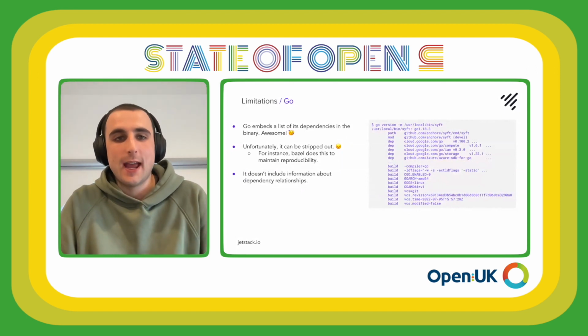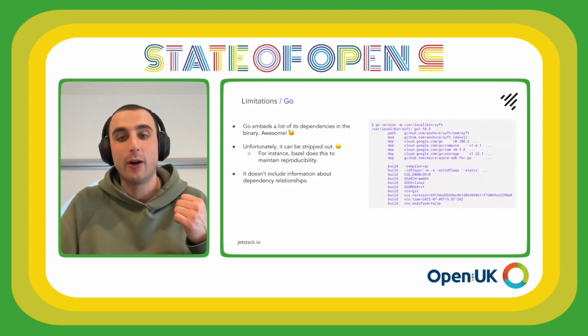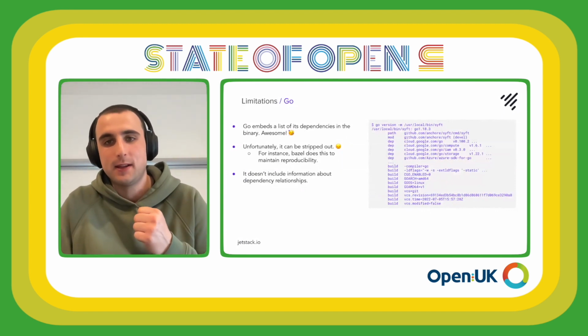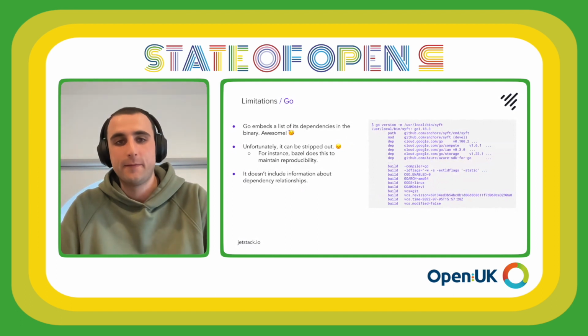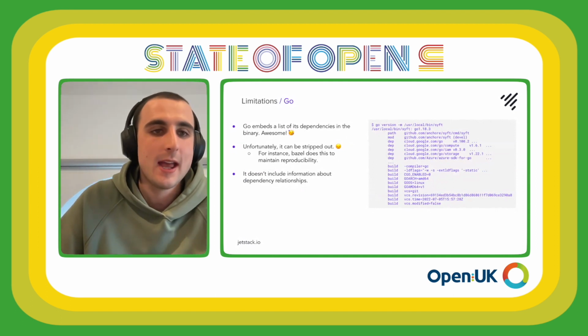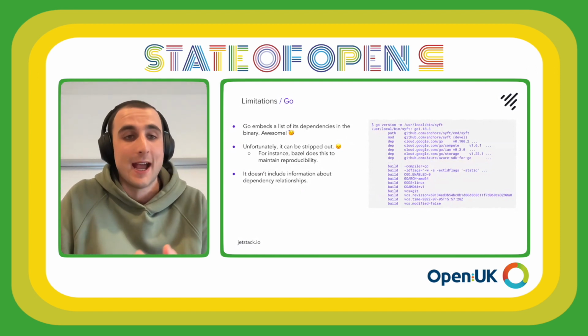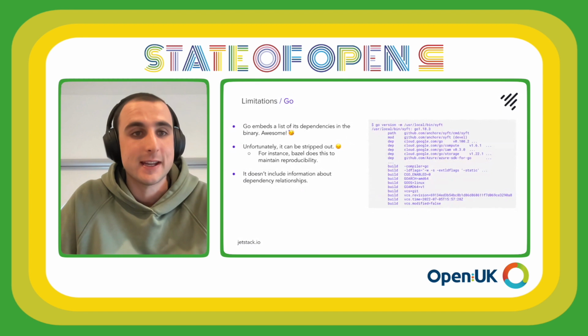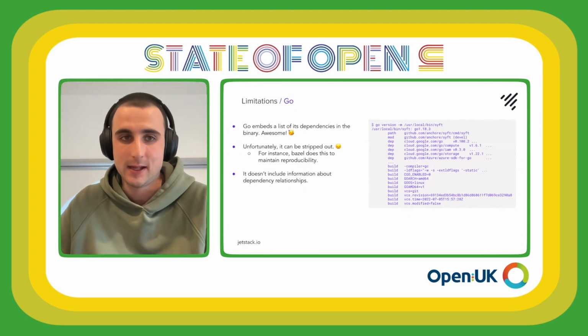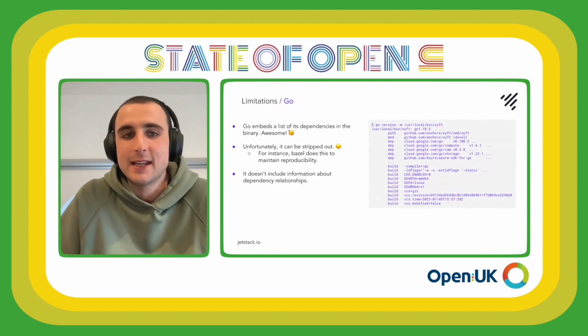Another limitation is along the lines of something I discussed earlier, with being able to pull out the dependencies listed within a binary for the case of Golang. Golang is a programming language, and it's a great programming language. It's my primary programming language, and it has this epic functionality where if you build something, it actually embeds a list of those dependencies in the binary. This is great. Unfortunately, it can be stripped out really easily.